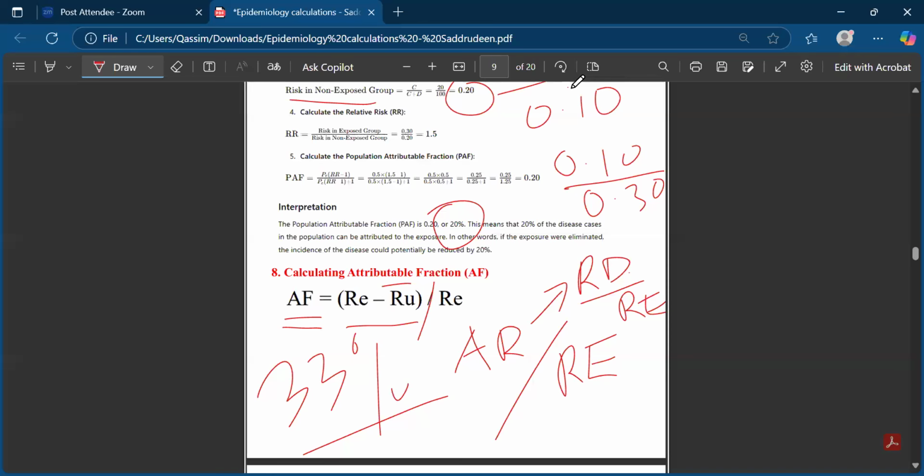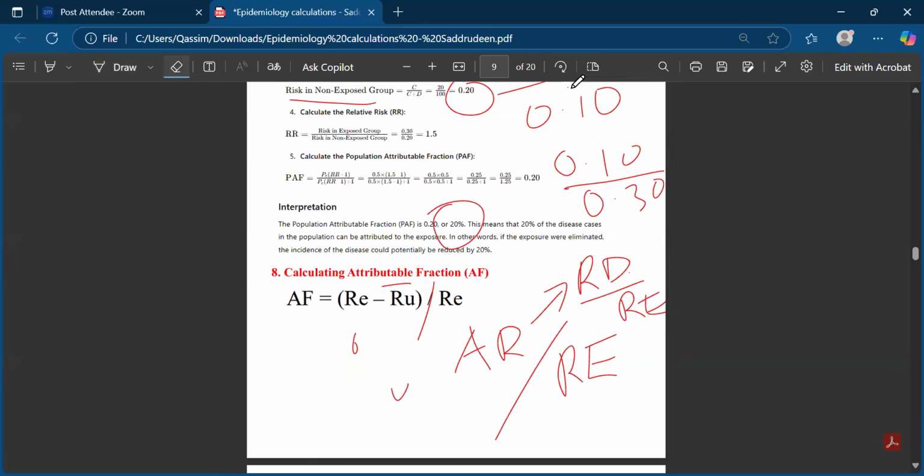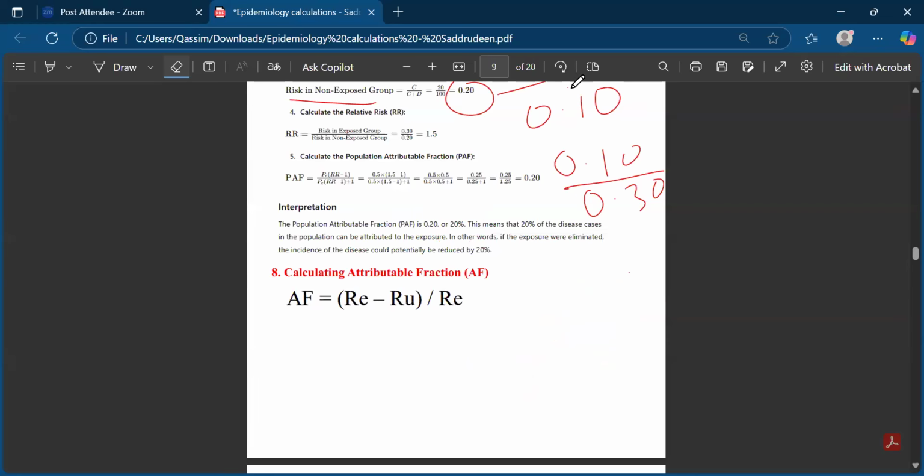What do we mean? We mean you have to calculate the proportion of the exposed. If you're told attributable fraction, just get the risk difference over the risk in the exposed individuals. Okay, let's move to the next.